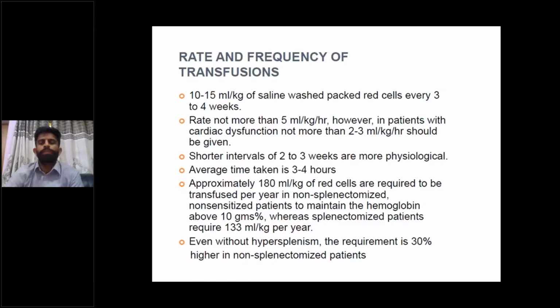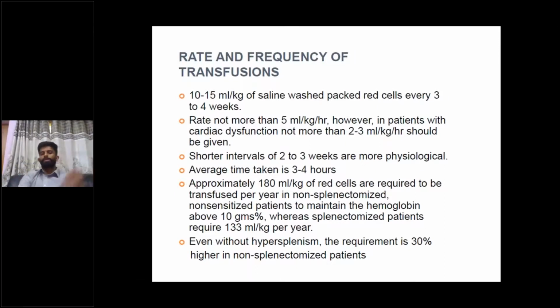So the frequency and the rate of transfusions is very important. The recommended one is 10 to 15 ml per kg of saline washed packed red cells every 3 to 4 weeks. So an adult transfusion requires 350 ml. Usually we go for 1 pint of packed red cells. So that's 350 ml.